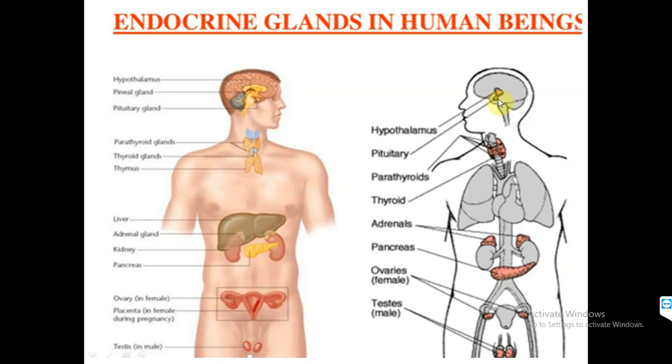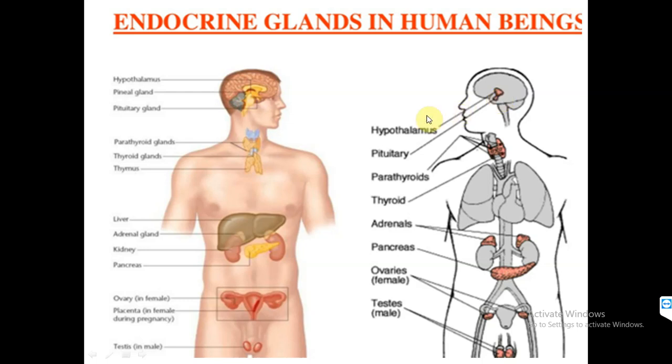neurohypophysis. Posterior means which is present near the hypothalamus, the brain part, so it is called the neurohypophysis. The word neuro can be related to the brain, and that's why we can remember this. The one which is posterior is the neurohypophysis, and the one which is in the anterior position, away from the brain, is called the adenohypophysis.